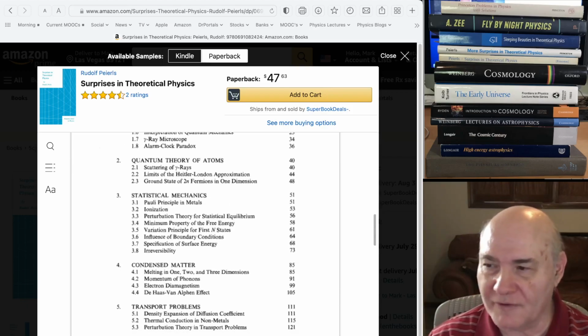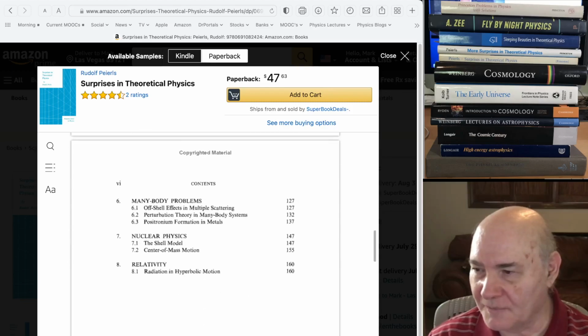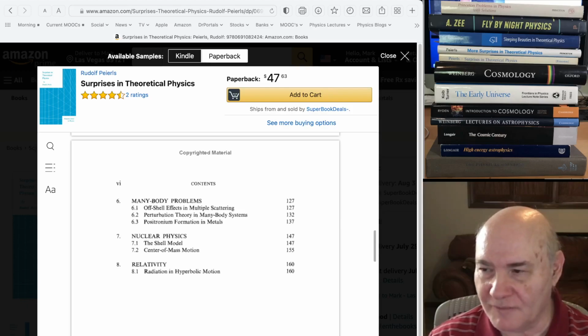He goes through all of theoretical physics, and he talks about things, for instance, radiation and hyperbolic motion, which is an interesting treatment.